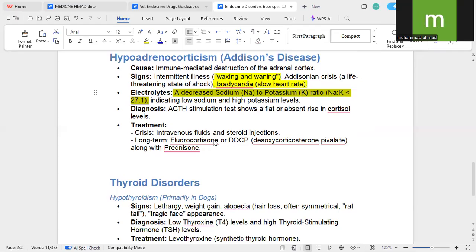This is important. So treatment is basically intravenous fluids and steroid injections. Long term, we use fludrocortisone with prednisolone. Okay. Any questions?